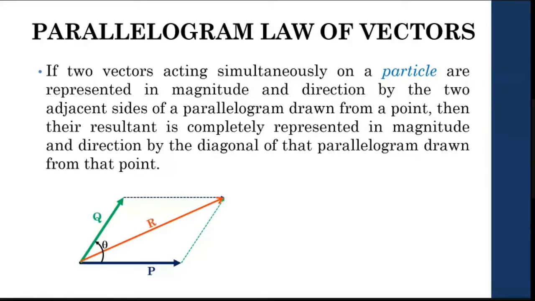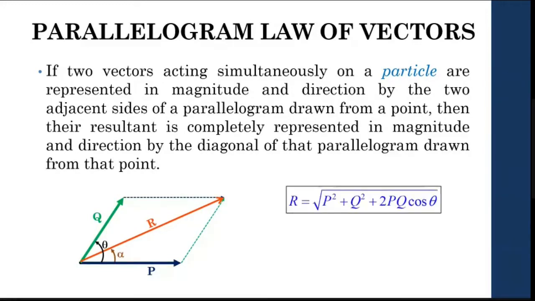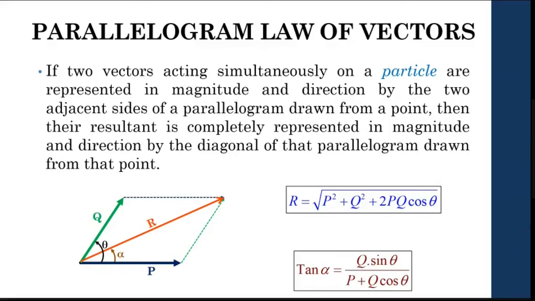So the magnitude of the resultant, we derived it, and we got R is equal to root of P square plus Q square plus 2PQ cos theta, and the direction is tan alpha is equal to Q sin theta divided by P plus Q cos theta. This is what we discussed. Now we use this to solve a particular problem. So slowly we'll be entering it. So we will solve by using this problem.